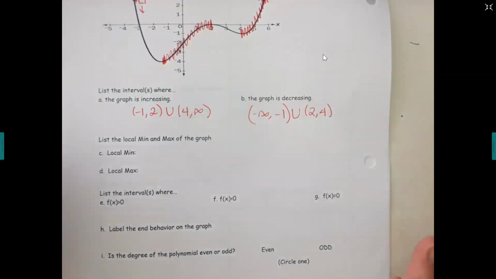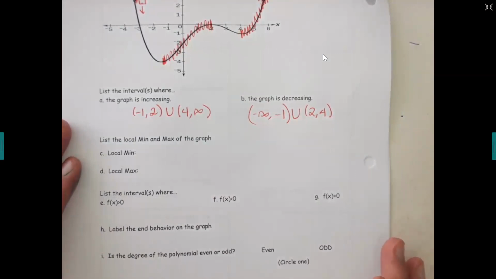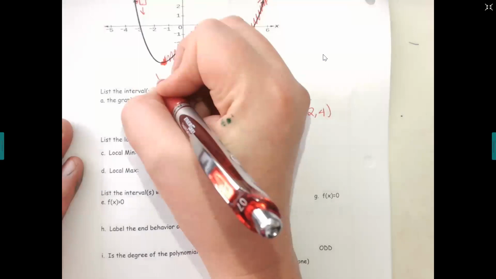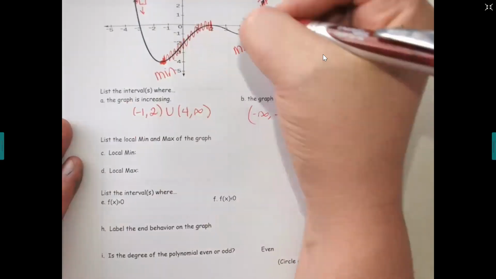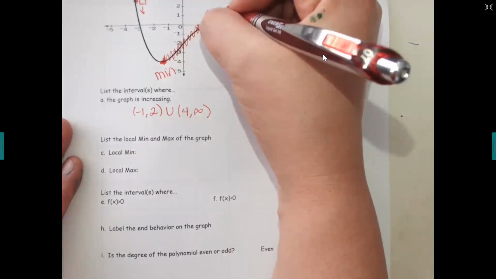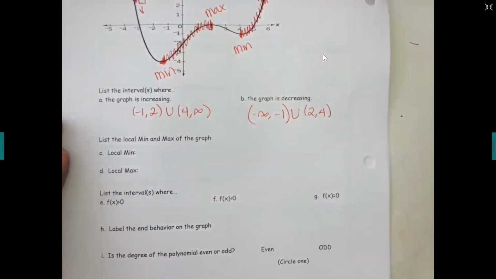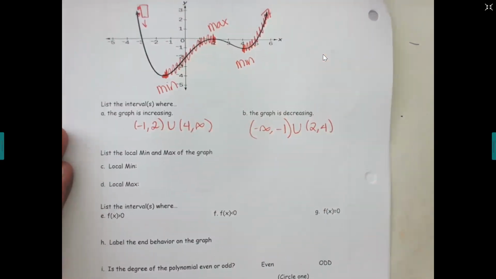Okay, then local min and local max are just gonna be your high and your low points. So I have a local min here and here, and then I have a max here. So just think like tops and bottoms. You can just label them on the graph.